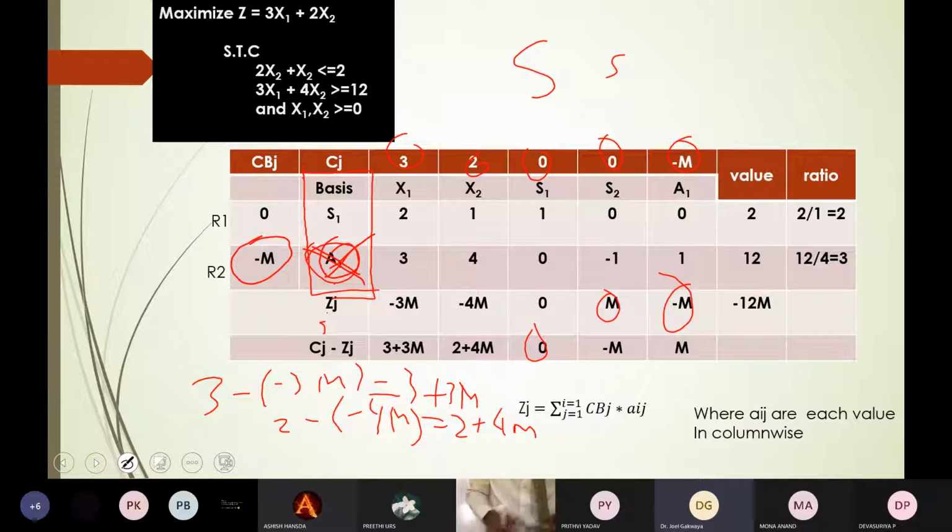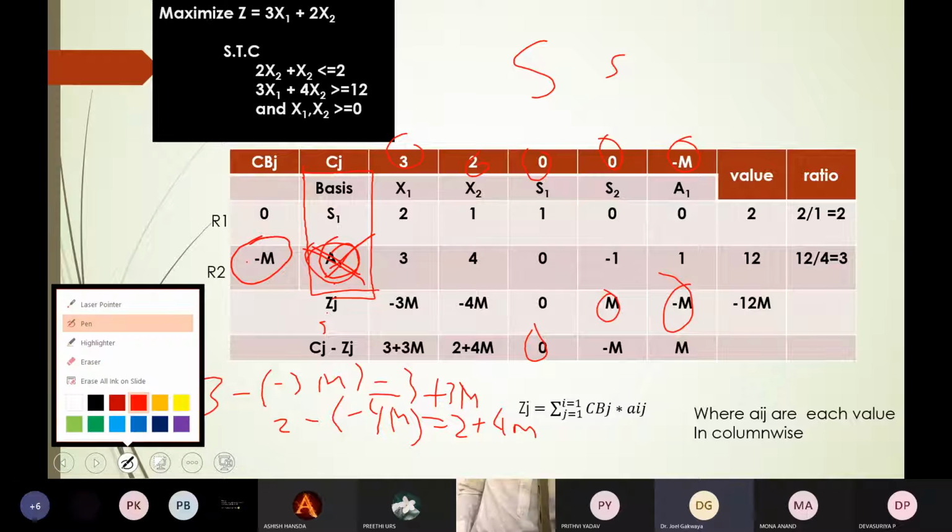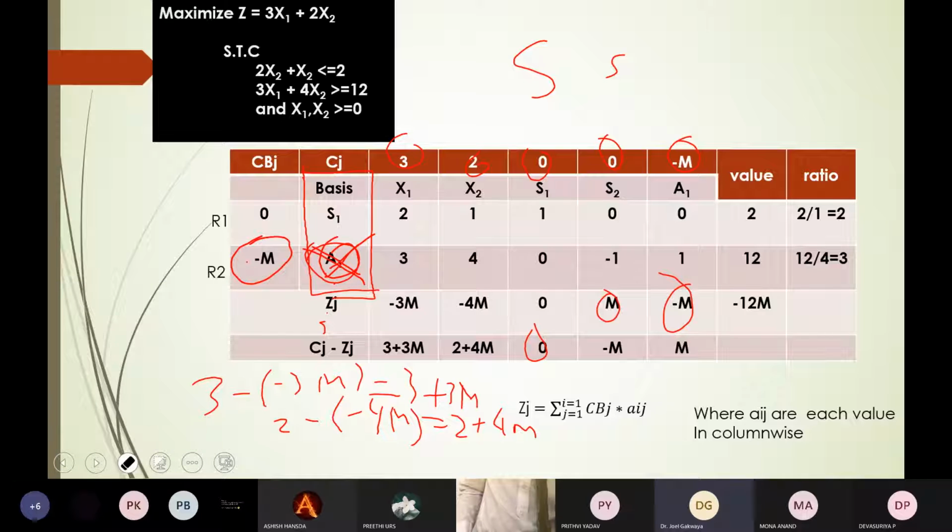I think here there is a wrong calculation. Have you seen? Is it correct here? Check this one. What is the value for this one? I think there's a mistake. Have you noticed the mistake there? Look at this one.